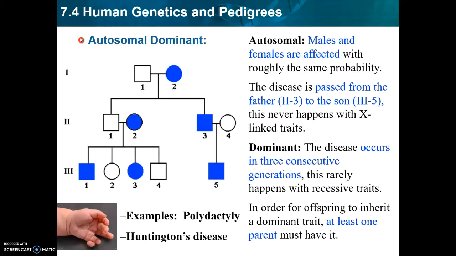An example of this is polydactyly, which is having extra digits. That's actually a dominant trait, as well as Huntington's disease. Both of these are caused by a dominant allele, but both of them are fairly rare in the population. So don't get into the habit of thinking that if something is rare, it must be recessive. It can absolutely still be a dominant trait.